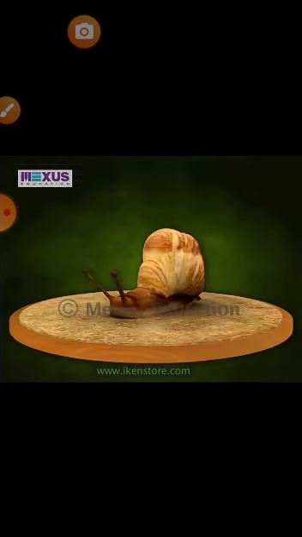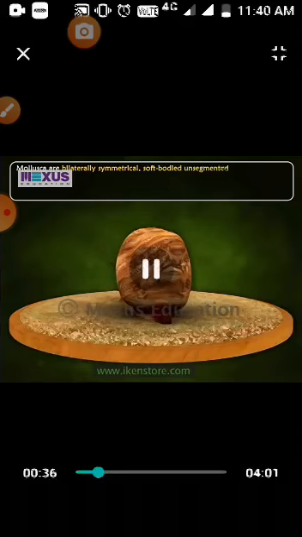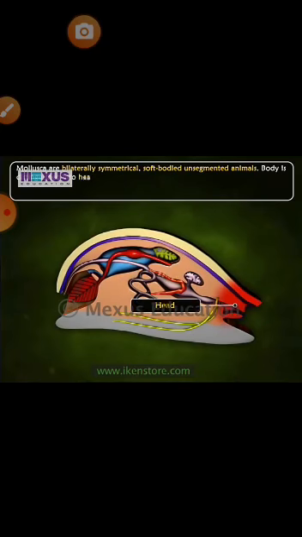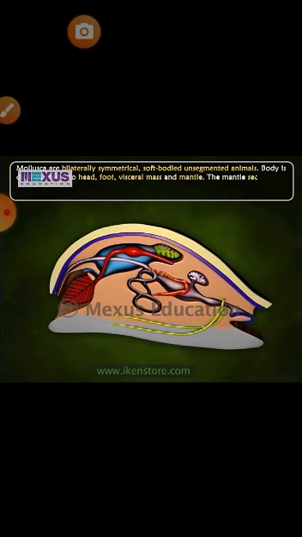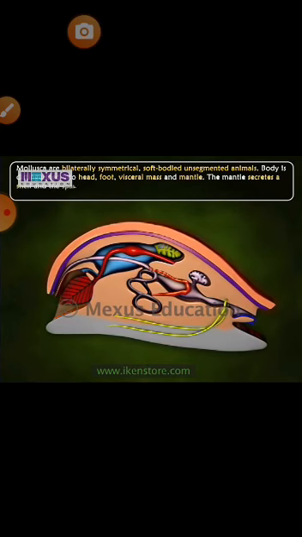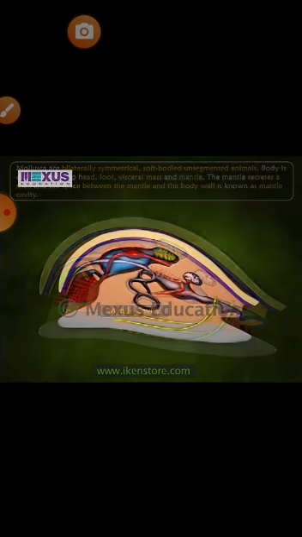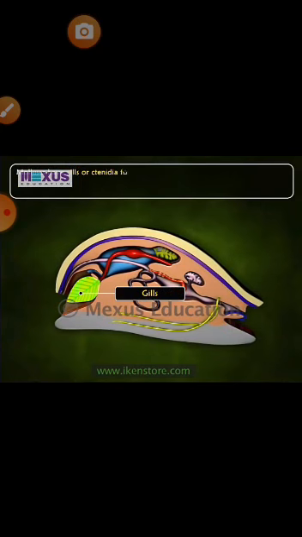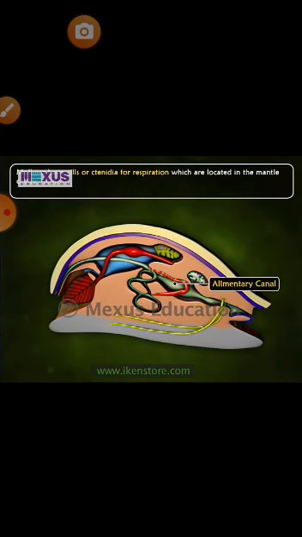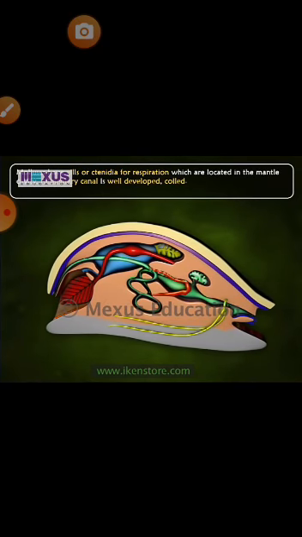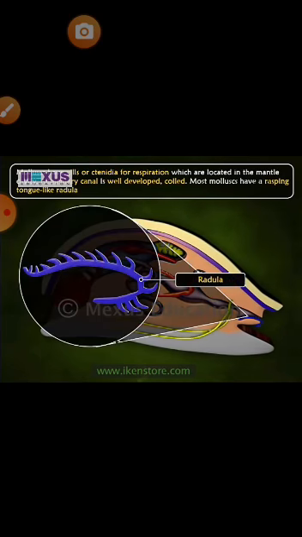Mollusca are bilaterally symmetrical, soft-bodied, unsegmented animals. The body is distinguished into a head, foot, visceral mass and a mantle. The mantle secretes a shell, and the space between the mantle and the body wall is known as mantle cavity. Mollusks have gills or ctenidia for respiration, which are located in the mantle cavity. The alimentary canal is well developed and coiled. Most mollusks have a rasping tongue-like radula used for feeding.